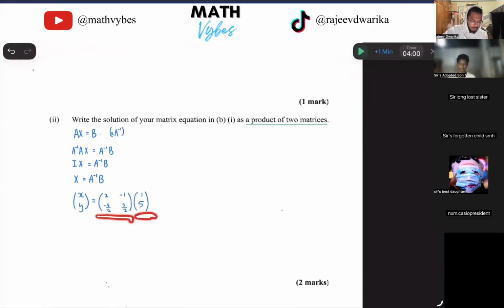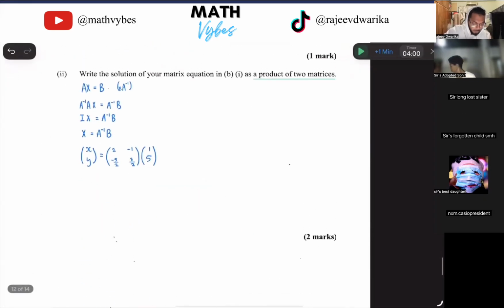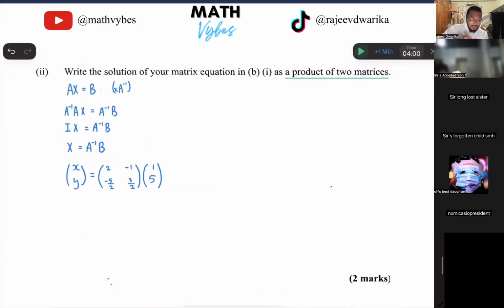And B is just a matrix of constants, which is 1, 5. Cool. Now, this is your answer. They didn't tell you to solve it. They just tell you to write the solution as a product of 2 matrices, and that's what we did.